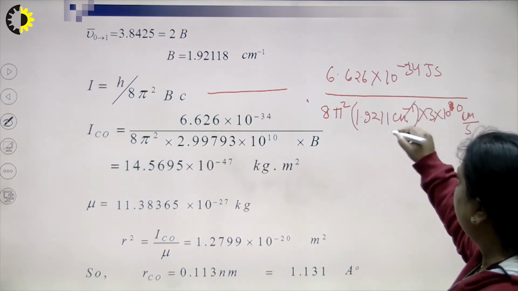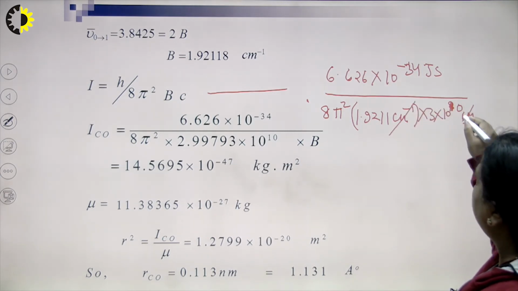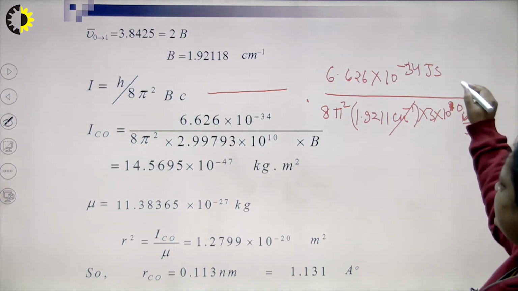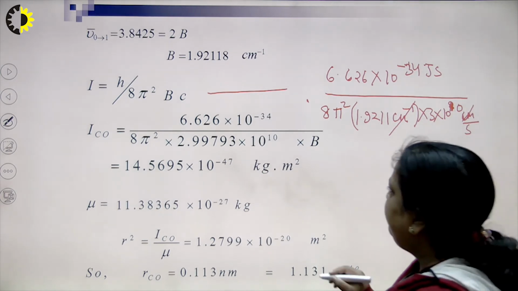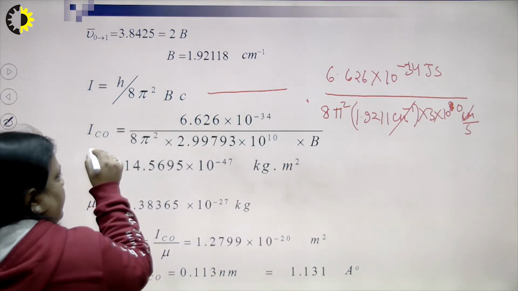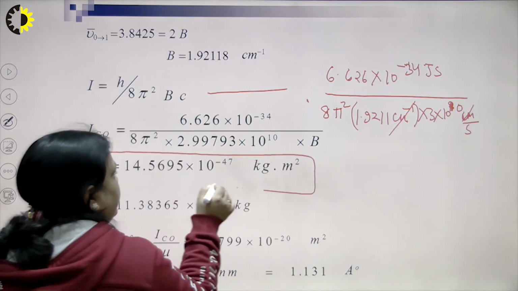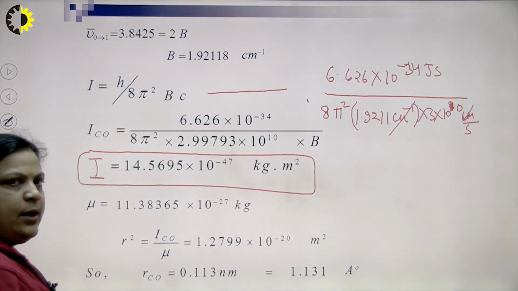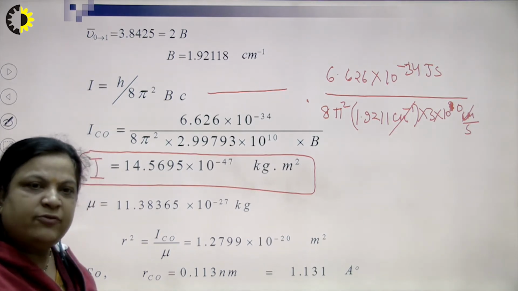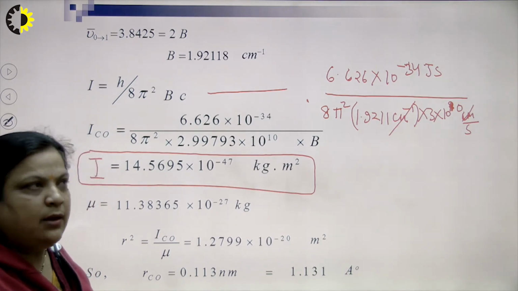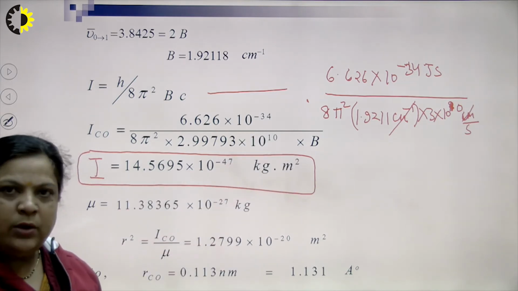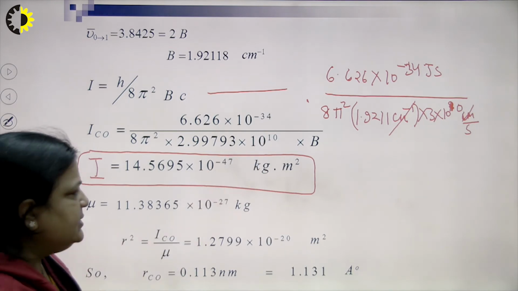Now, centimeter inverse and centimeter cancel, okay. Joule is kilogram meter square per second square. Now, second square will be cancelled. So, after solving this, you can calculate yourself, I is equal to 14.5695 into 10 to the power minus 47 kg meter square, because second cancels and joule is kilogram meter square per second square. So, we can easily see.